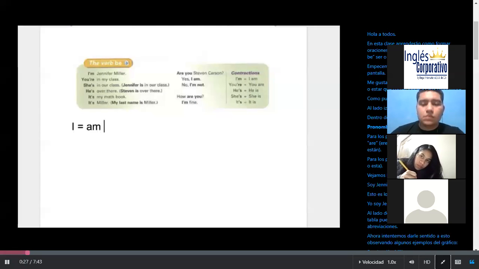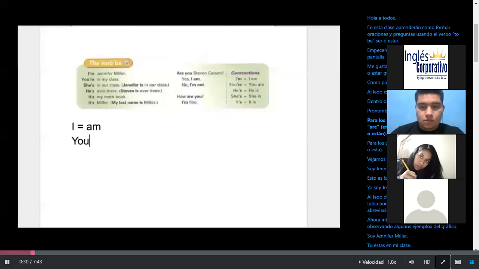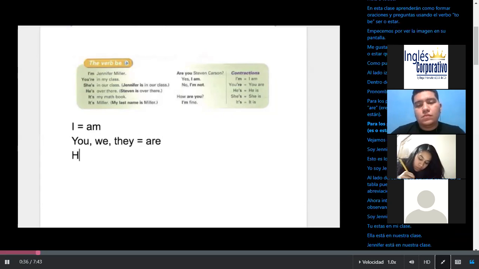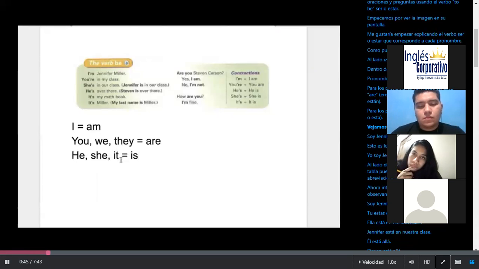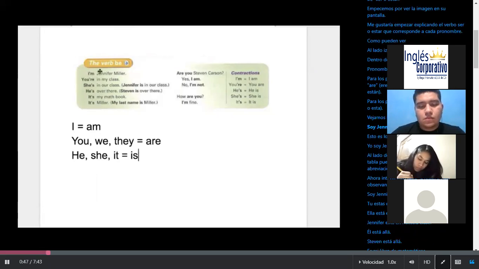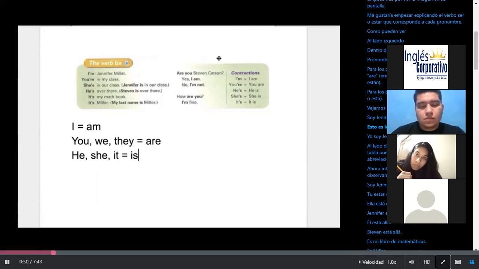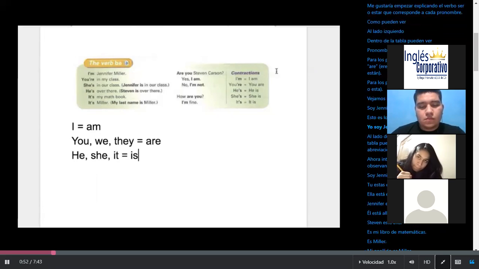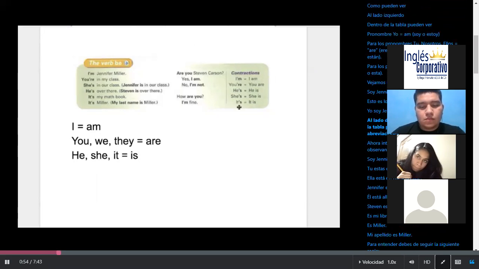equal to am. For the pronouns you, we, and they, you're going to use are. And for the pronouns he, she, and it, we're going to use is. So if we look at the examples, I'm Jennifer Miller. This is the same thing as saying I am Jennifer Miller. You can see the meaning of those contractions towards the right hand side of the screen.